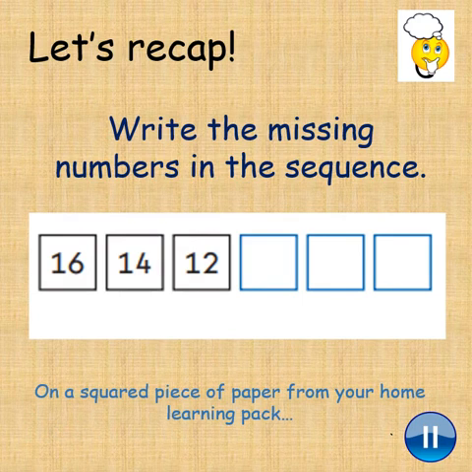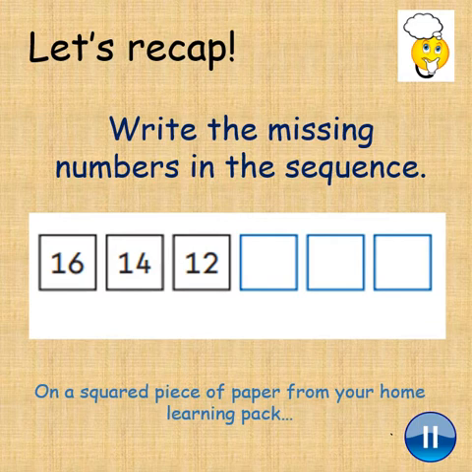Okay, this time I've got some numbers and then some missing numbers in a sequence. You need to write down the 3 missing numbers in the sequence onto your piece of paper. You need to work out if the numbers are going forwards or backwards and by how many each time. Pause the video here and have a go.